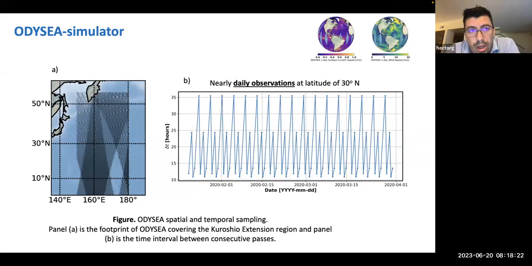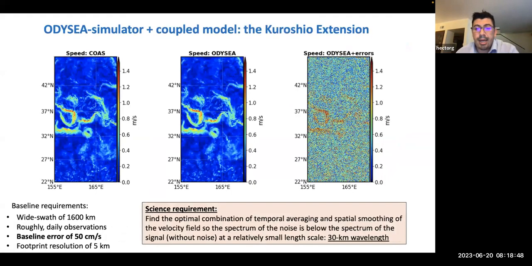So I'm going to use the ODYSEA simulator developed by Alex Weintier, just so that we are trying to mimic how ODYSEA will observe. One of the characteristics of ODYSEA is the 5 kilometers footprint and the almost twice a day observations of mid-latitudes, which are important for this analysis. And here's an example of the combination of the ODYSEA simulator plus the coupled simulation. Remember that the wide swath of ODYSEA is about 1,600 kilometers.